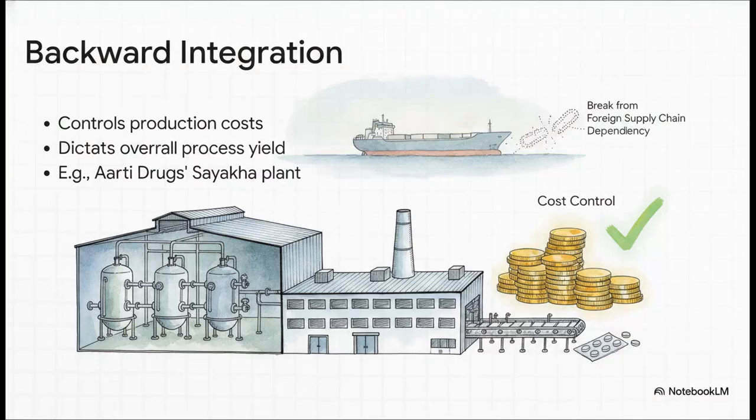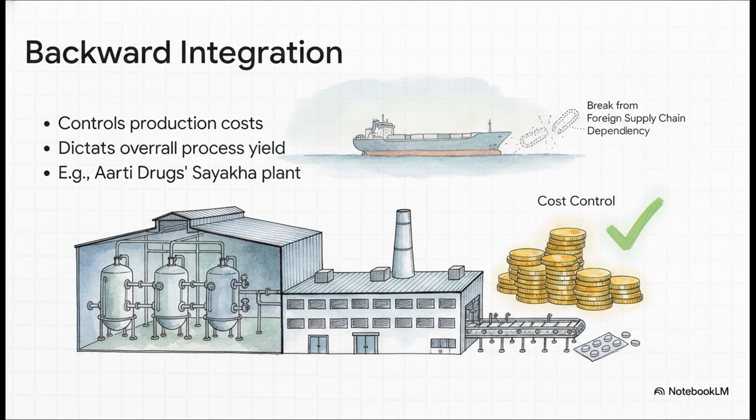And this is exactly where intermediates give companies a massive competitive edge. There's this strategy called backward integration. Basically, by manufacturing their own intermediates in-house instead of buying them from external suppliers, manufacturers can firmly control their production costs and dictate their overall process yield.